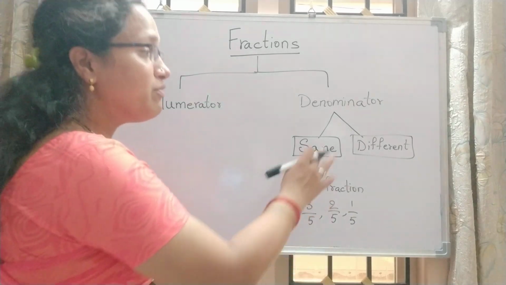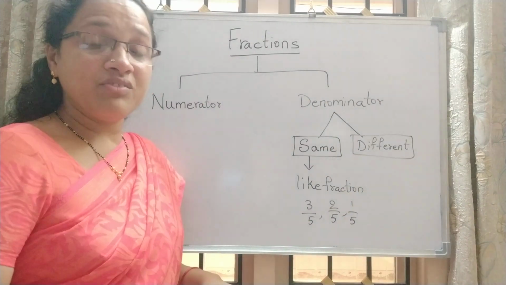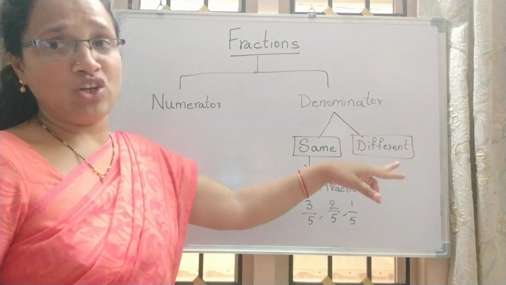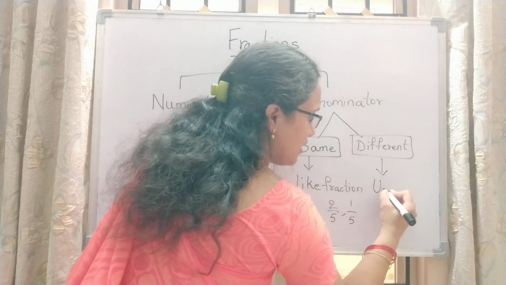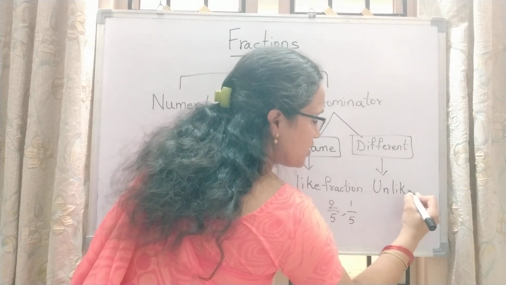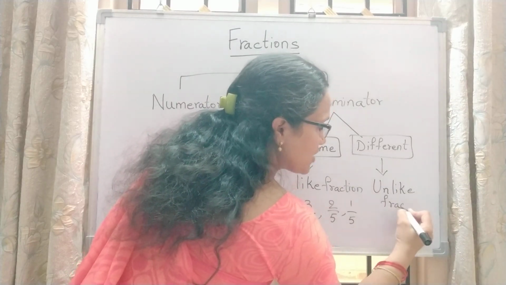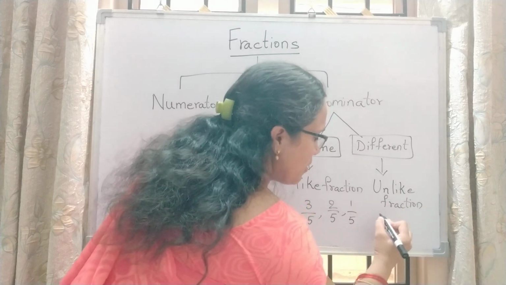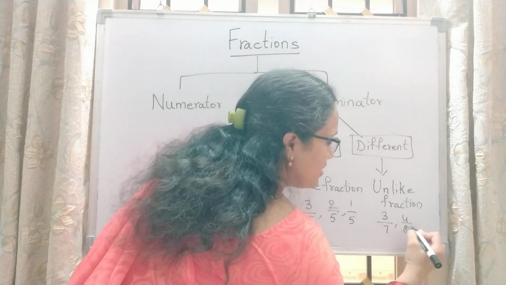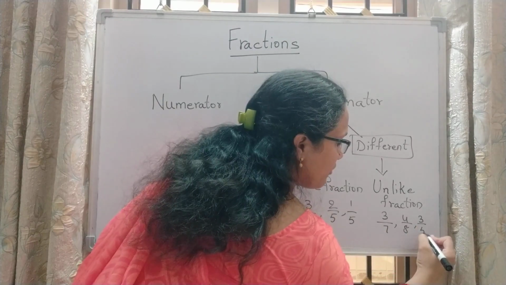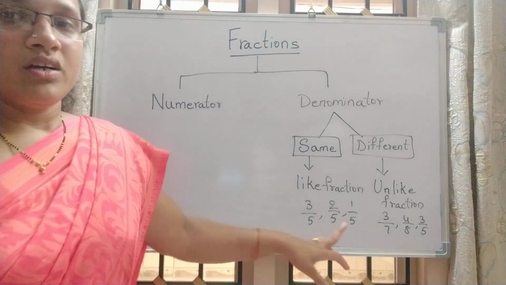And if there are fractions which have different denominators, then we call them unlike fractions. What are they, children? Unlike fractions. Here, even the denominator is not a concern. For example, 3 by 7, 4 by 8, 3 by 5. So, it can vary.